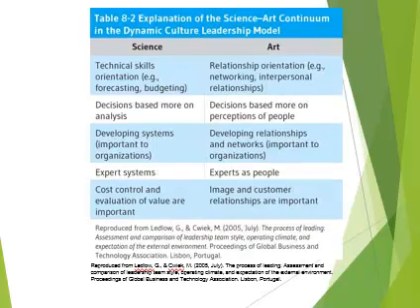And one of the early questions we talked about is leadership as science or an art. And within the dynamic culture leadership model, they feel it's both. So science will deal with the technical skills, decisions that are made on analysis, developing systems that are important to organizations. They feel that the expert can be the systems and then cost control. But there's also an art to it where relationships are important. Decisions need to be made more on the perceptions of people than on data analysis. They work at developing relationships and networks that are important to organizations, not just the systems, and realize that people can be the experts. They also worry about image and customer relationships.